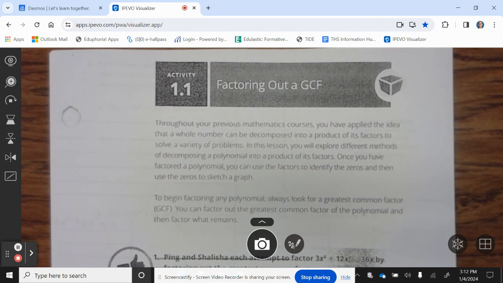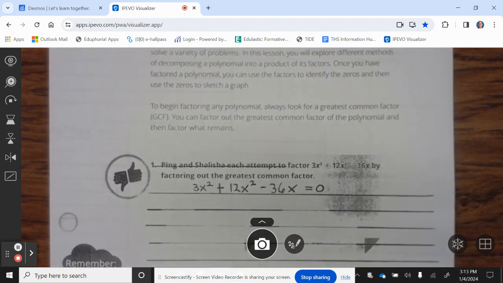Activity 1.1, factoring out a GCF. Throughout your previous mathematical courses, you have applied the idea that a whole number can be decomposed into a product of its factors to solve a variety of problems. In this lesson, you will explore different methods of decomposing a polynomial into a product of its factors. Once you have factored a polynomial, you can use the factors to identify the zeros and then use the zeros to sketch a graph. To begin factoring any polynomial, always look for a greatest common factor, GCF. You can factor out the greatest common factor of a polynomial and then factor what remains.